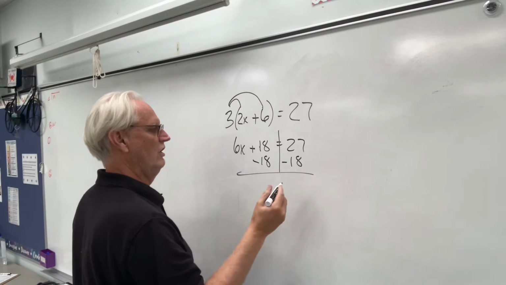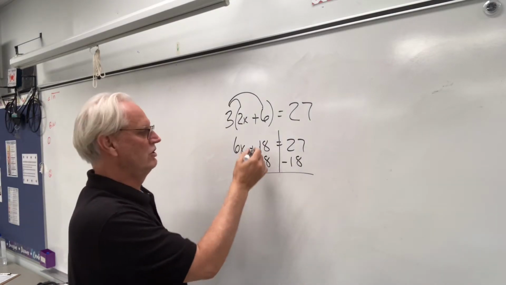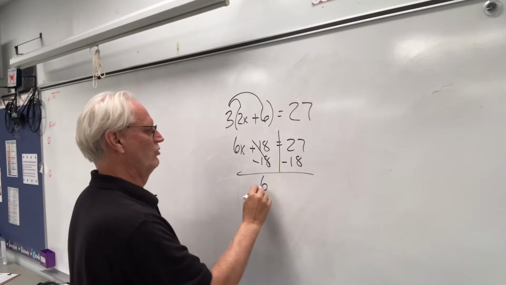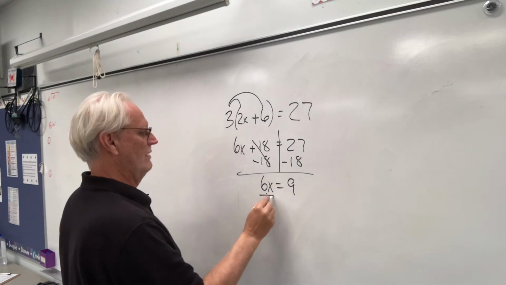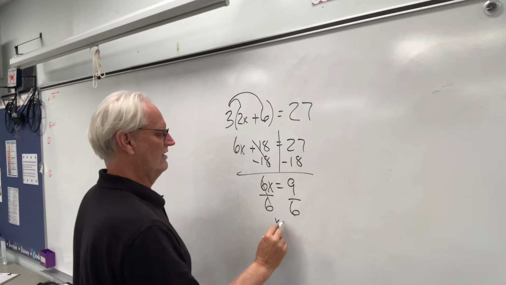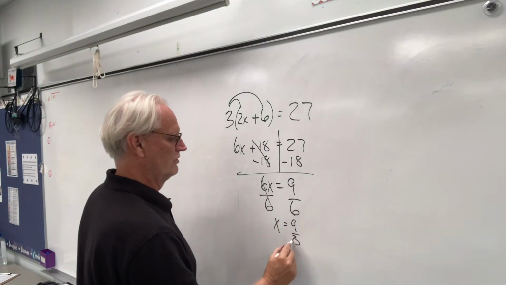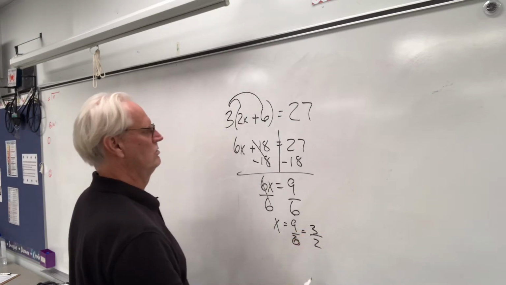So then we're going to subtract 18 from both sides. And we're doing the inverse property of addition. That means we're going to subtract from both sides. So that cancels out. We're left with 6x equals 9. So we divide both sides by 6. And we're left with x equals 9 over 6. And we can simplify that to 3 over 2.